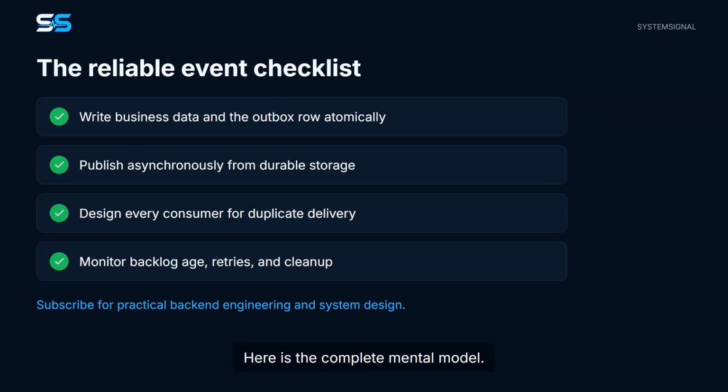Here is the complete mental model. Store the business change and its event in one local transaction. Let a relay publish durable pending records with retries. Expect at least once delivery and make every consumer idempotent. Monitor backlog age, failures, throughput, and retention. Use polling first unless scale proves you need change data capture.